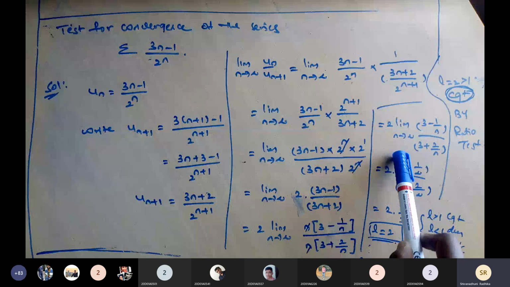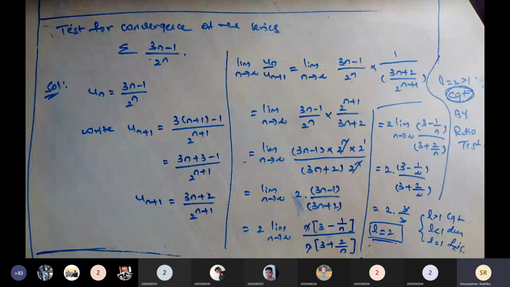Now compare this value to 1. Suppose this value is bigger than 1, that is convergent. If this value is smaller compared with 1, that is divergent. If this value equals 1, the given test fails. Now in the problem we are getting L equals to 2. L equals to 2 is greater than 1. This is convergent. Then the given series is also convergent. It is clear, all of you?